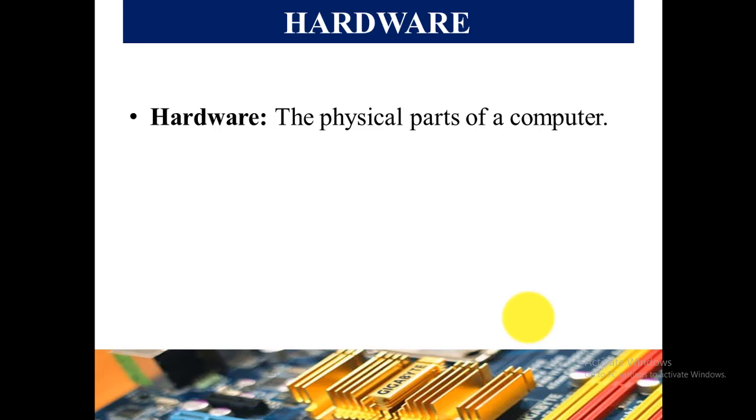There are a few hardwares that will be further distributed into different categories. So what is hardware? The physical parts of a computer are called hardware. As we all know, any tangible thing, anything that we can touch, is known as hardware.